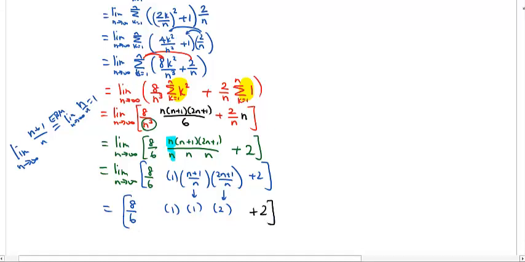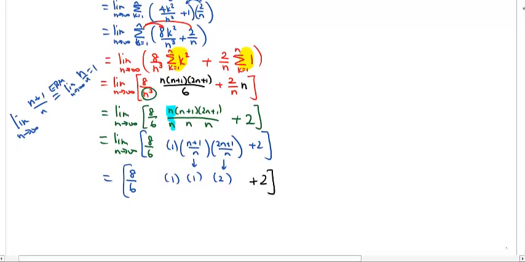8 over 6 is the same thing as 4 over 3. No, I'm sorry, I forgot to multiply that by 2. 8 times 2 is 16. 16 over 6 is the same thing as 8 over 3, plus 2. That makes more sense. And the final answer here is 14 over 3.